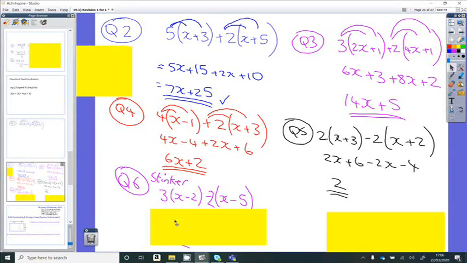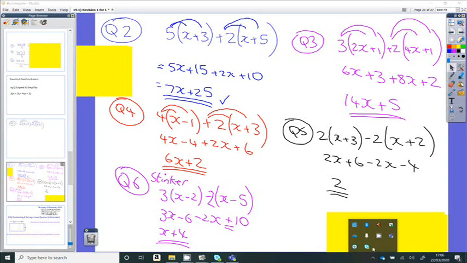Question 5 just comes to 2, because 2x take away 2x is nothing. And then finally, this was a stinker. Okay, so the first clause, 3x minus 6 minus 2x. Be careful, this is plus 10. Minus 2 times minus 5 is plus 10. Then we gather like terms. 3x take away 2x is x, and minus 6 plus 10 is plus 4.